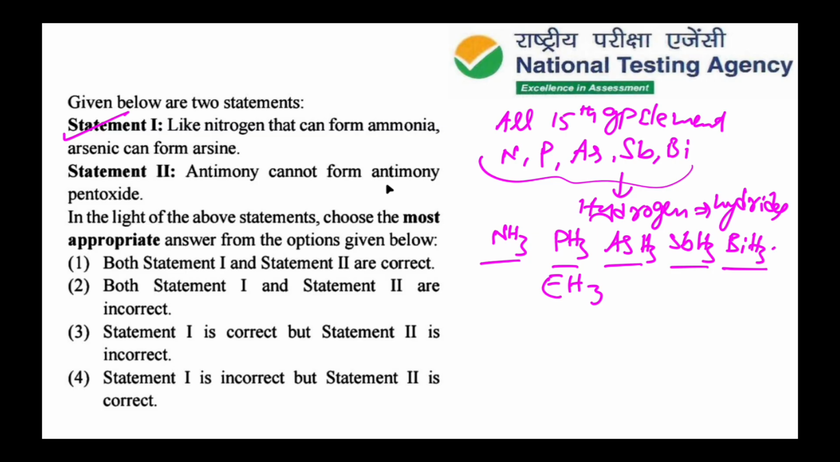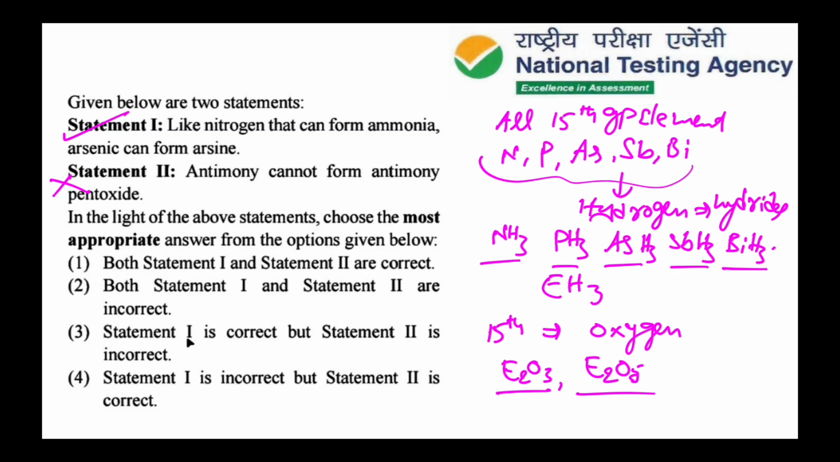Statement 2: antimony cannot form antimony pentoxide. All 15th group elements when they react with oxygen form two types of oxides, that is E2O3 type oxides and E2O5 type oxides. So that is trioxides and pentoxides. That's why antimony also forms pentoxide. So statement 2 is wrong. So the correct option is: statement 1 is correct, statement 2 is incorrect.